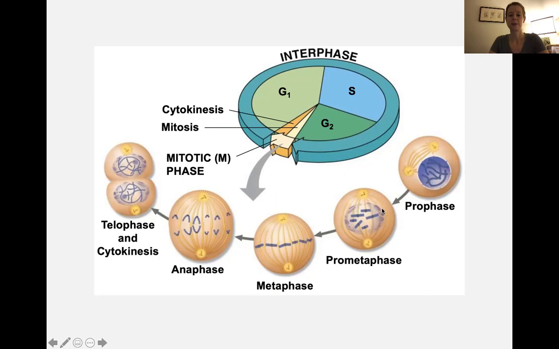So it's going from right to left here. It's a little confusing. We start with prophase because it's basically based off of this cell cycle. So we're starting here on the right and going to the left. That's why prophase is on the left here, and we're going all the way to telophase and cytokinesis.